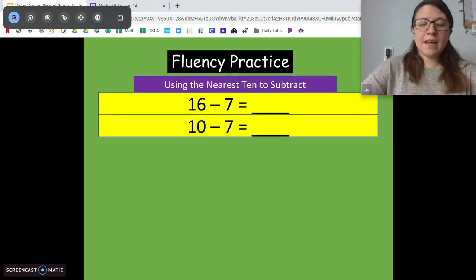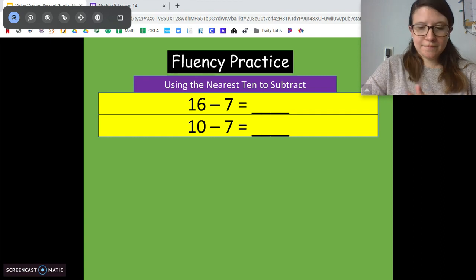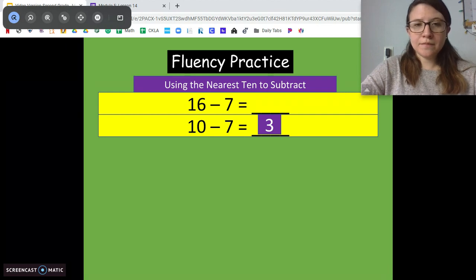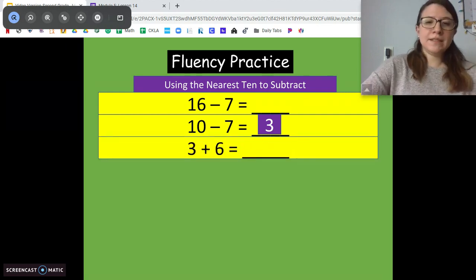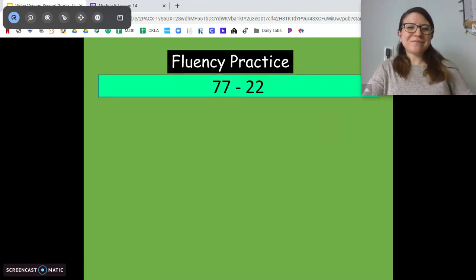Our first step, 10 minus 7. What's 10 minus 7? Perfect. And then what's our next number sentence going to be to add in those extra ones? 6 plus 3, and that's going to give us 9. Good. All right.